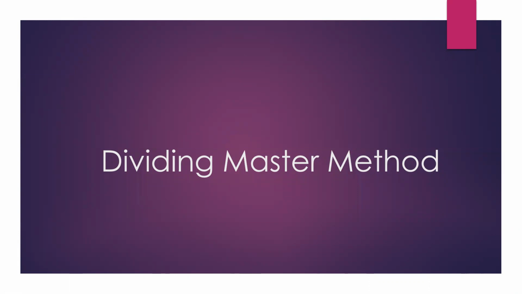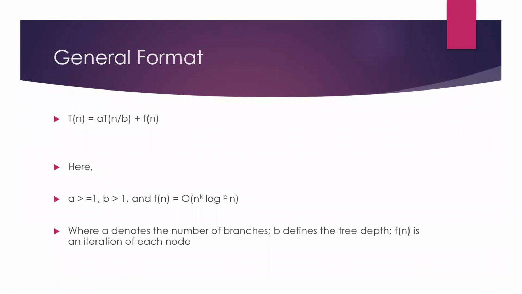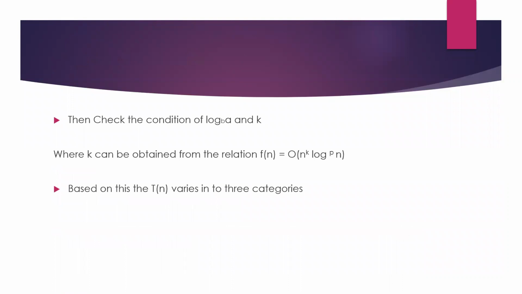This video is about how to solve a dividing function using the master method. So let's look at the general format of the dividing time function. It's given by T(n) = a T(n/b) + f(n). Here a should be greater than or equal to 1, b should be greater than 1, and f(n) = O(n^k log^p n), where a denotes the number of branches, b denotes the tree depth, and f(n) is the iteration of each node.